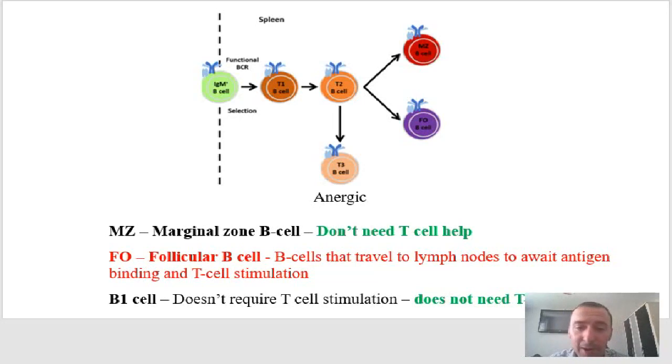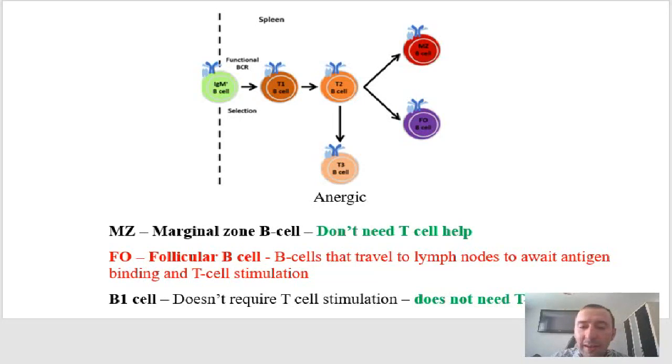If it does respond against self-antigen, then it can differentiate into a series of mature B cells. It can mature into a marginal zone B cell, which is an MZ B cell, or it can differentiate into a follicular B cell. Another B cell that it can mature into that's not indicated in the diagram is a B1 cell.